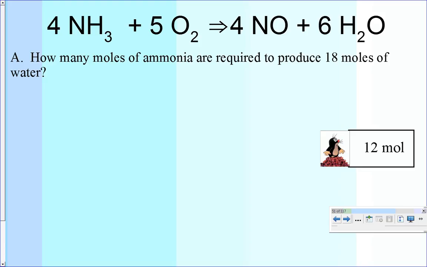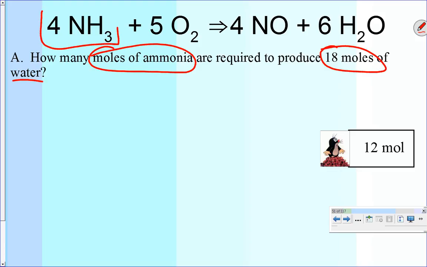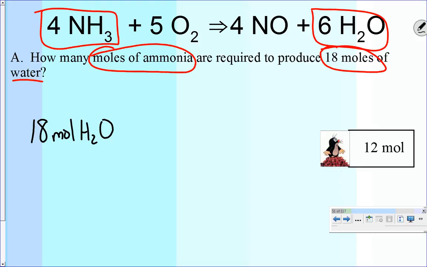So the first one, you should have gotten 12 moles of ammonia. You're starting with, we're comparing moles of ammonia with our moles of water. So this is ammonia right here, and this is water. So our starting amount is 18 moles of water. That's what's given to us in the problem.